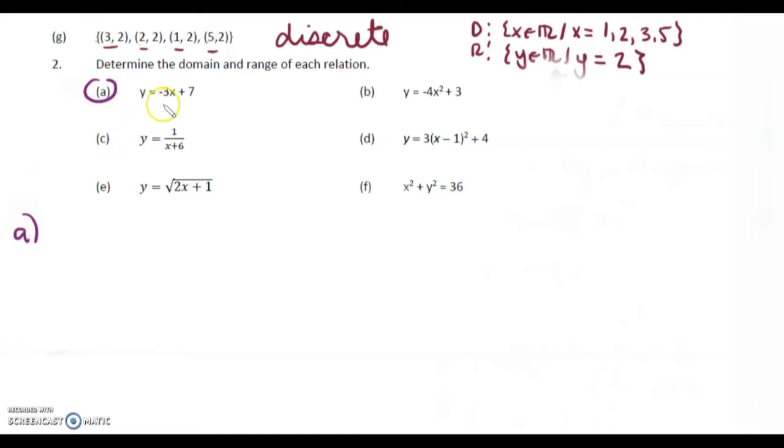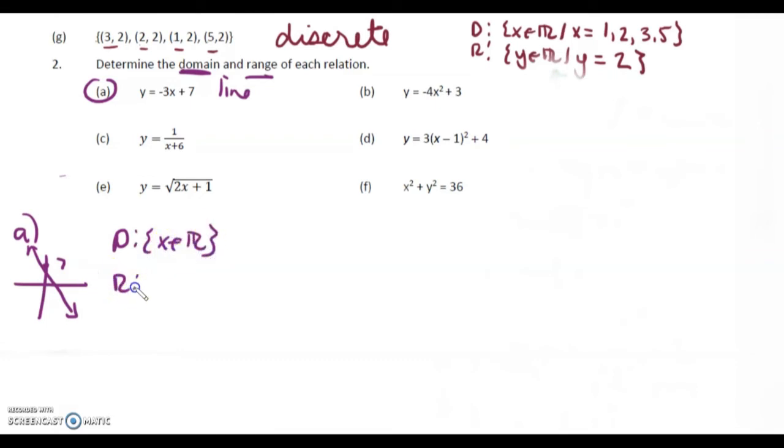I'll just label them. Okay, we have y equals -3x plus 7, and we just have to state domain and range. So this is a line. We know that. Okay, if you wanted to graph this, you know what it looks like. The y-intercept is 7, and then the slope is negative, so it's going to be going down, something like that. Okay, but we know for every line, x is an element of the real number system and y is also an element of the real number system.